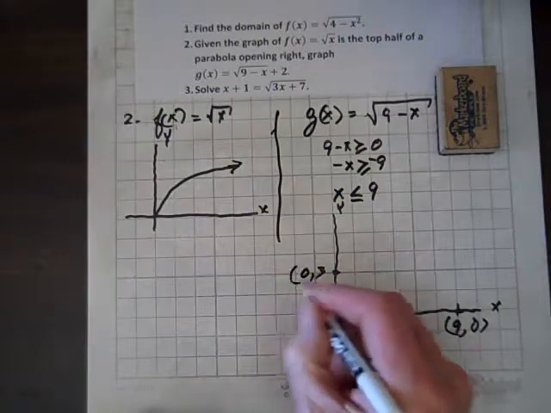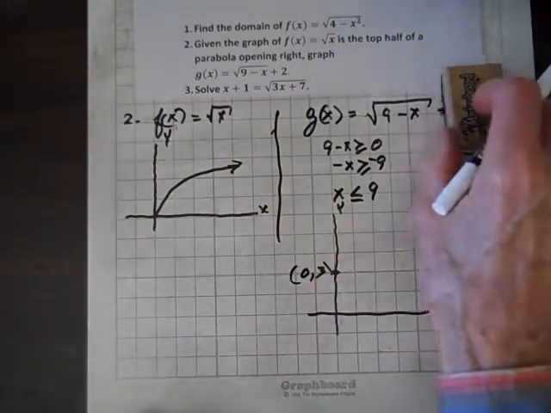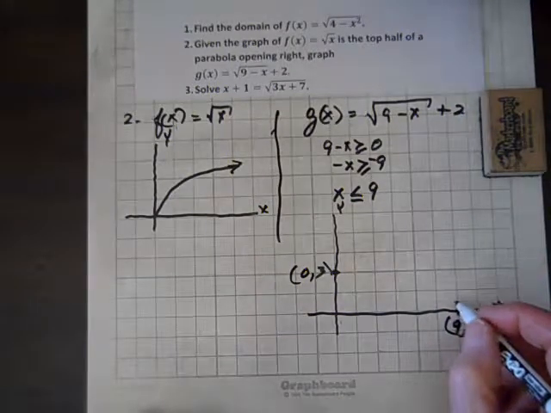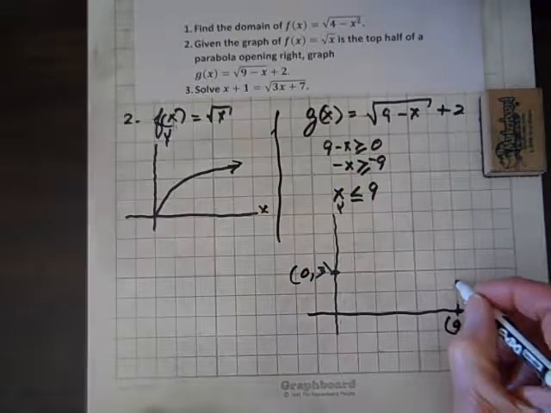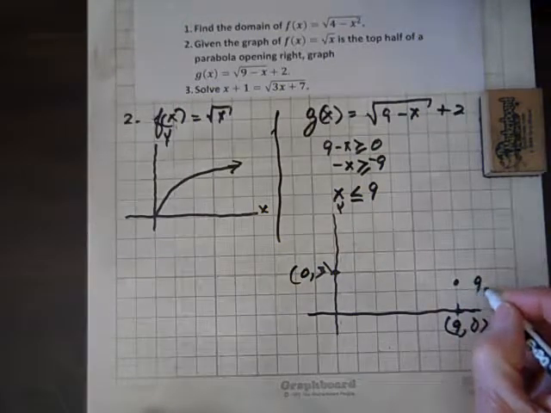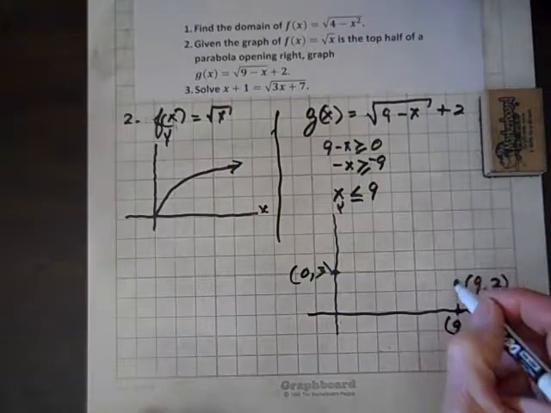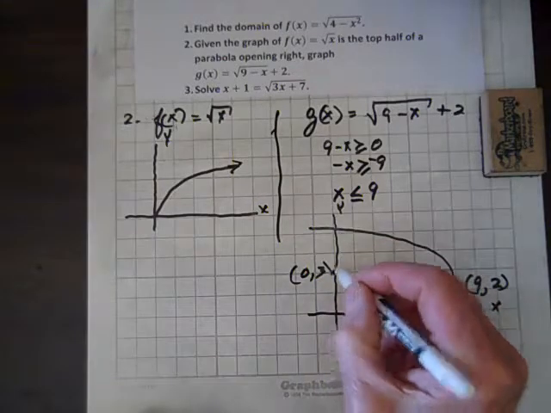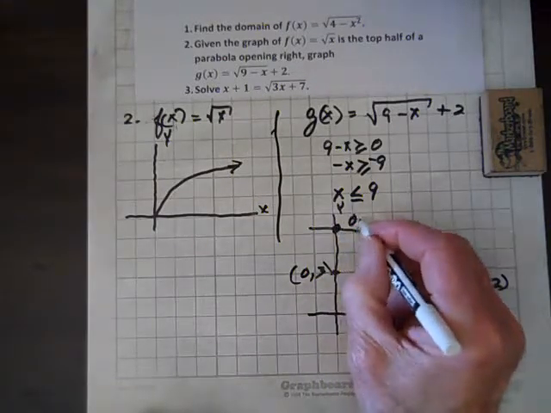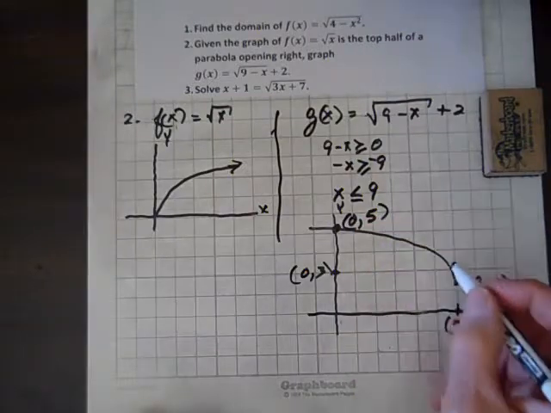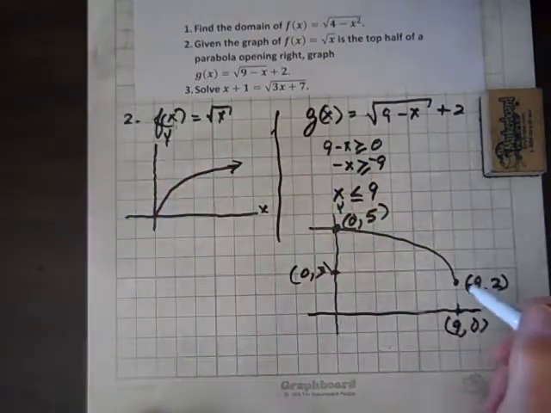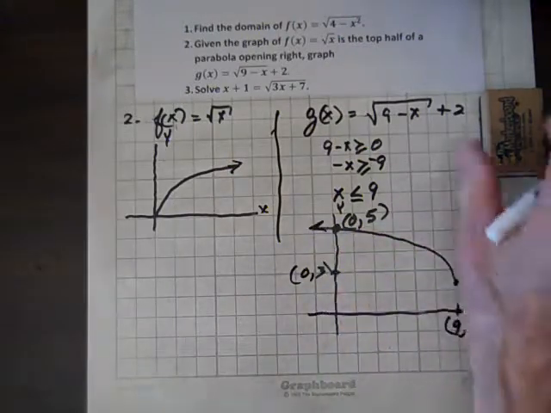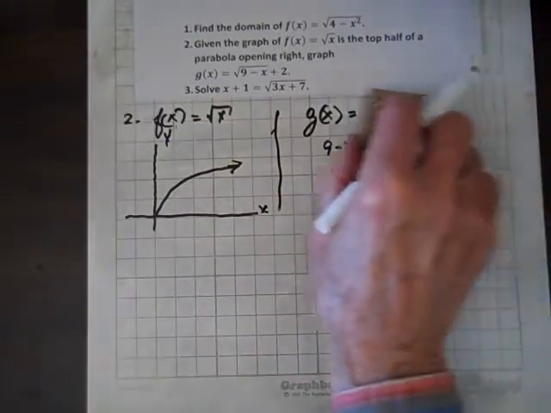(0, 3). And we could graph this, but now we have to take into account our friend, the 2 here. That means raise every one of these y values up 2. So now we're at (9, 2). And now we can go ahead and graph, and if we add 2 to 3, we'll be at (0, 5). And notice we just took this graph, flipped it over, raised it up 2, and shifted it to the right 9, and there's our graph.